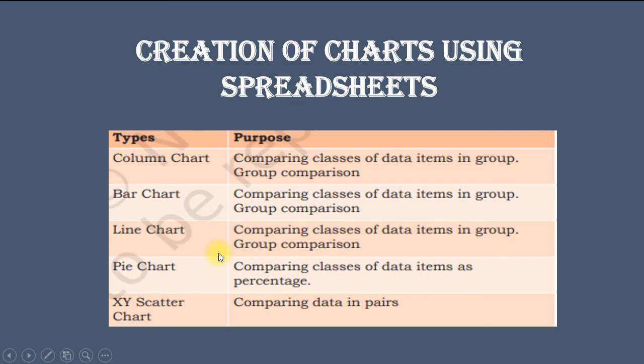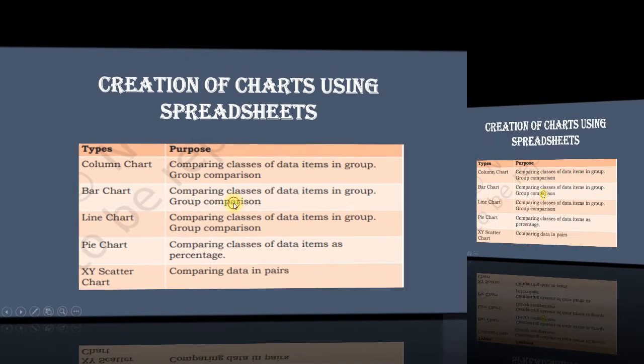Then the next thing is creation of charts using spreadsheets. First one is the column chart, bar chart, line chart, pie chart, XY scatter chart. Now what are these? You can create all of these things as charts. The next slide is how to create charts using a spreadsheet. There are a number of charts in a spreadsheet, that is column chart, bar chart, line chart, pie chart, XY scatter chart and many more. Whatever data you create, you can make any type of chart related to it, okay.